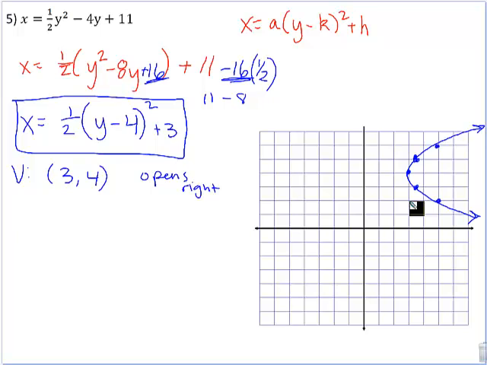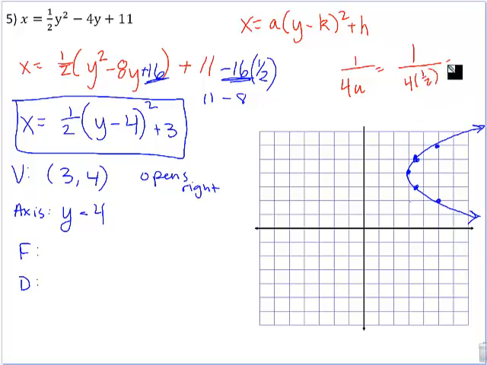So what would be your axis of symmetry here? So what's in the parentheses? 4, and what variable? So you'd say y equals 4. Okay, focus and directrix. We need to figure out what our 1 over 4a is. So what's our a value for this one? A half. So 4 times a half. Yeah. So a half, 1 over 2 is how far away we are.